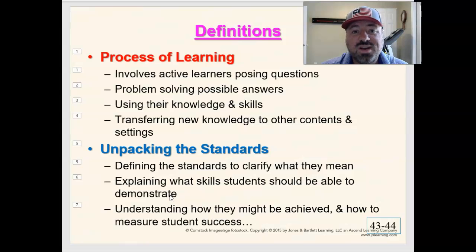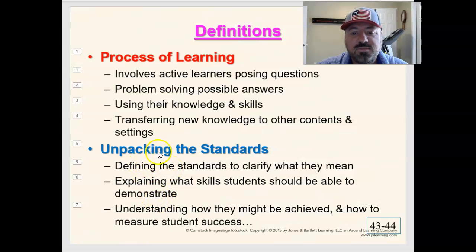What locomotor, what non-locomotor, and what manipulative skills should they be able to demonstrate at this grade level within the curriculum? And then the last part here on unpacking the standards, after we know what students are going to be able to do, we have to understand how they might be achieved and how to measure student success. So this part is, what is our actual instructional methods? What are the activities we're going to do to teach the students these skills related to these standards?